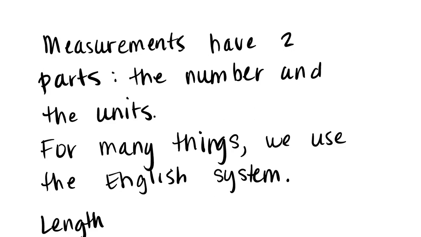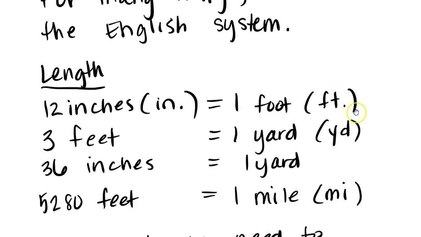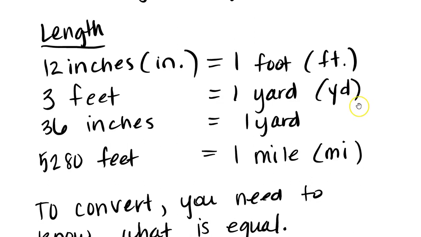Section 9.1, measurements have two parts, the number and the units. For many things, we use the English system. Here are some measurements that we use for length. 12 inches equals 1 foot. 3 feet equal 1 yard.